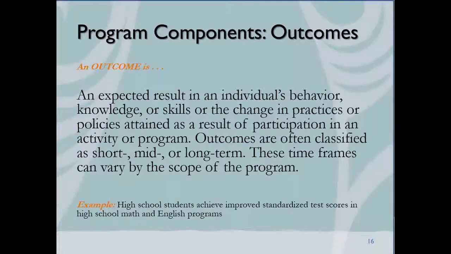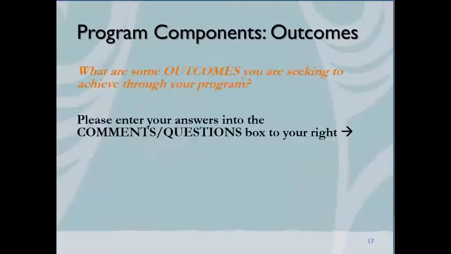One example of a program outcome that may be very familiar to many of you is around high school students achieving improved standardized test scores in high school math and English programs. So what I'd like to do now is to invite you to use the comment and questions box on the right and to participate and send us what sort of outcomes you're seeking to achieve through your programs. And I'll read them off as they come in.